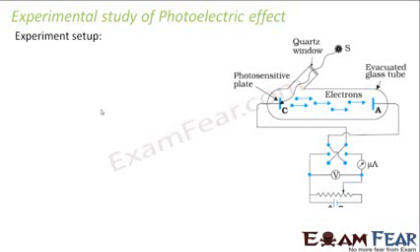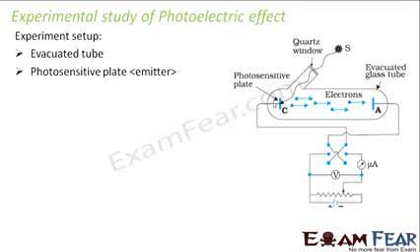It looked somewhat like this, which had an evacuated tube. As you can see here, this is the evacuated tube. Inside this, they had an emitter. This is your emitter. The C denotes cathode and the A denotes anode. So the emitter is a photosensitive plate. When I talk about a photosensitive plate, that means it is a little more sensitive to visible light. It can easily emit electrons when it is illuminated by light.